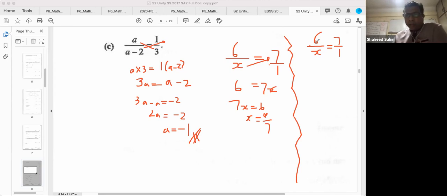Another way of doing it. Watch. I flip this up, I flip this up. I flip this down, I flip this down. Okay. So x over 6 is equals to 1 over 7. Then after that, I can times by 6 here. I times by 6 here. 6 is cancelled off. X is equals to 6 over 7. Can see now. X equals to 6 over 7.